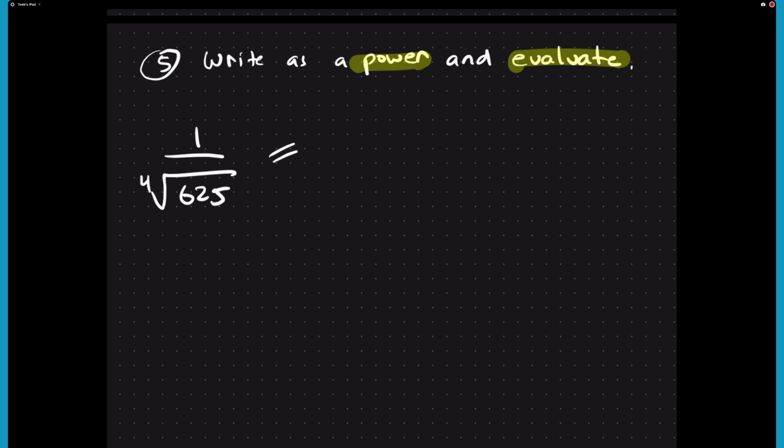And I'll just do that up here, and that would become 1 over 625, and that's going to be raised to a power. And where are these numbers going to go? Well, the 4 goes on the bottom, and the 1 that is on the 625 would go up top. So as a power, it is written as 1 over 625 raised to the power of 1 over 4.